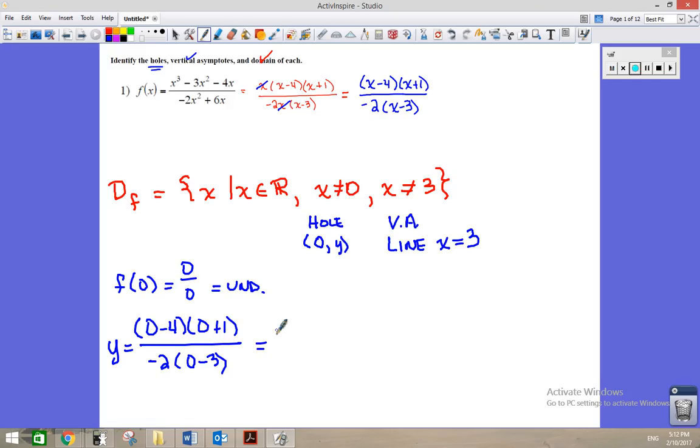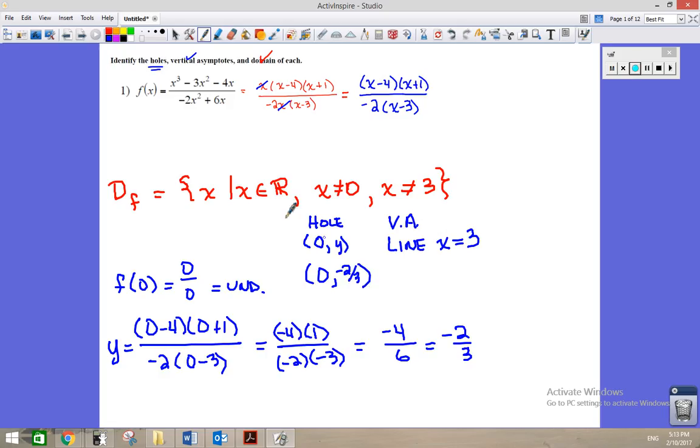All right, so I've got negative 4 times a positive 1. I've got negative 2 times a negative 3. I have negative 4 divided by positive 6. Both of those are even numbers. I have negative 2/3. So I claim that this hole in the graph has a coordinate of 0 and negative 2/3. So we've answered everything that they wanted.